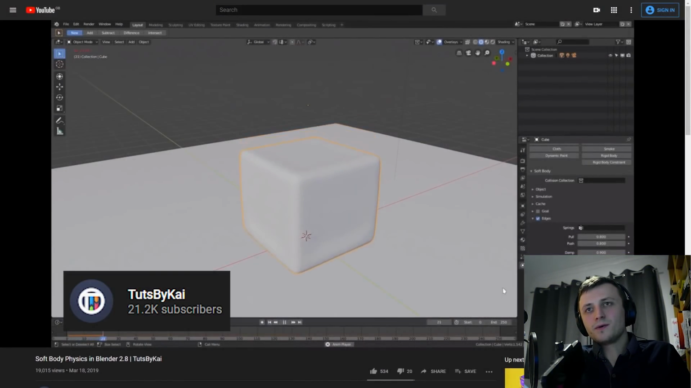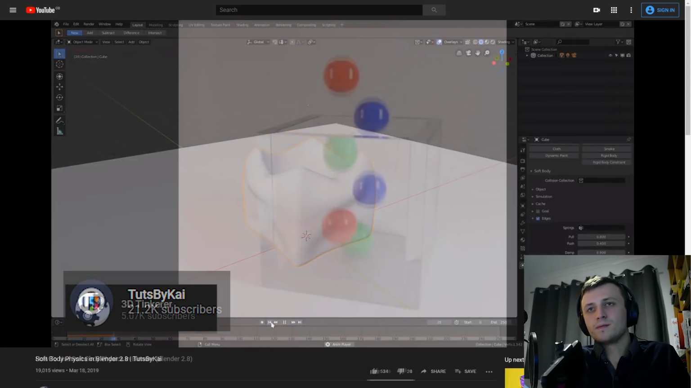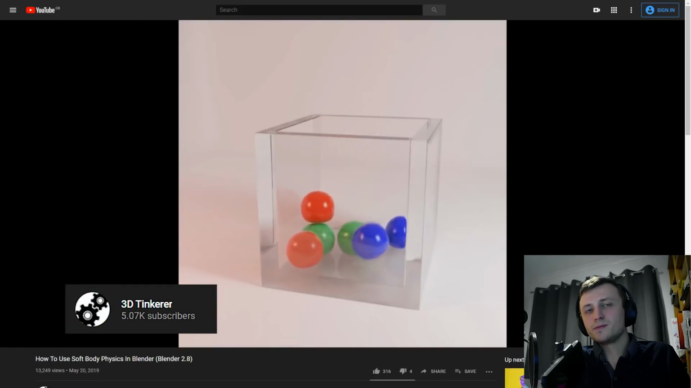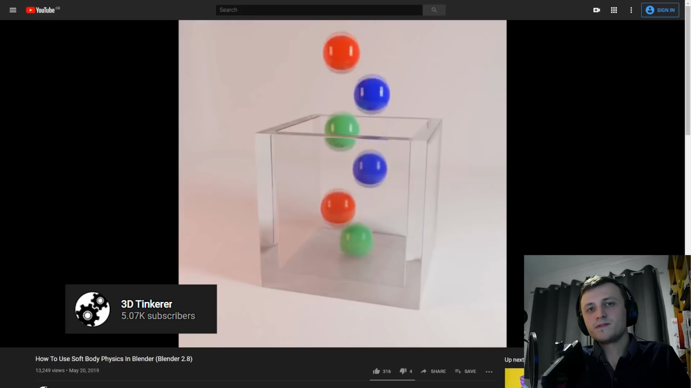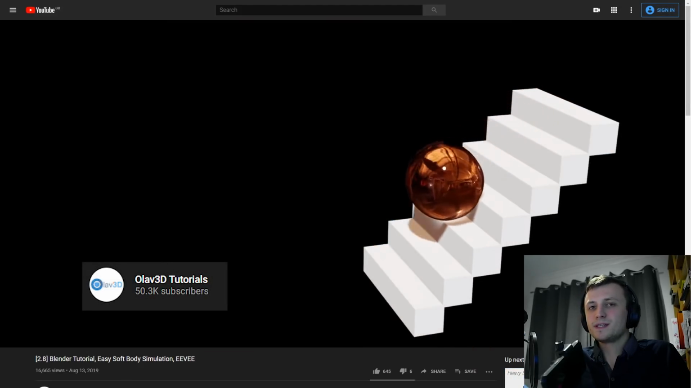Tats by Kai has done quite an engaging video on the subject. It's presented quite simply by making use of the default cube, so it doesn't require much more than a very basic understanding of Blender to follow along. 3D Tinkerer takes a similar approach, but adds a slight degree more complexity with spheres and collisions. And of course, Olaf has done their own introduction to the softbody settings.